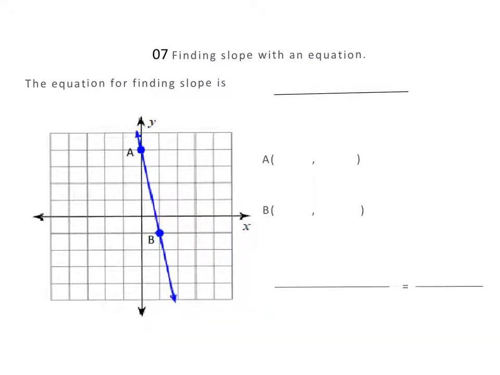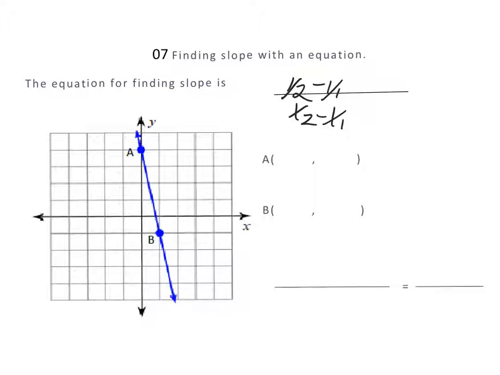Okay, so today we are finding slope with an equation. Thinking about slope, just remembering from yesterday, it is how fast a line is going up or down on a graph. The equation for slope is y2 minus y1 over x2 minus x1. Pretty easy. All we're really doing all day is just practicing plugging stuff into this.